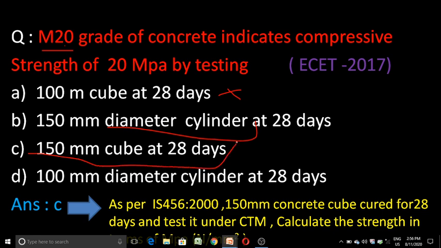We are using a 150 mm cube, and the cube will be cured for 28 days. After that we go for testing. So option C is correct in this case, right? The answer I have given here is as per IS 456-2000: a 150 mm concrete cube cured for 28 days and tested on the CTM. Then we calculate the strength in Newton per mm square. That gives the M20 grade of concrete, which indicates the compressive strength of 20 MPa by testing a 150 mm cube at 28 days.